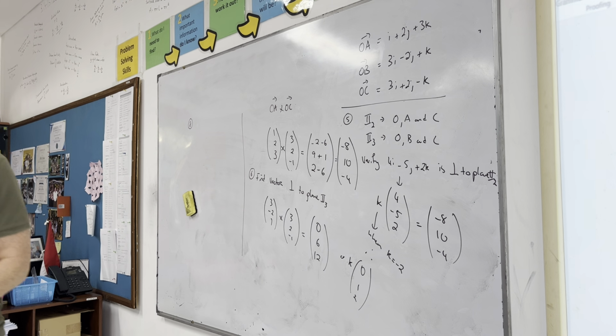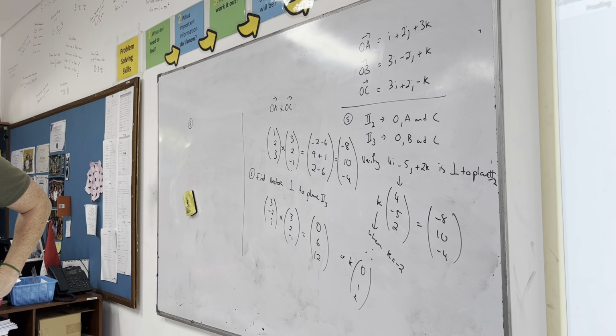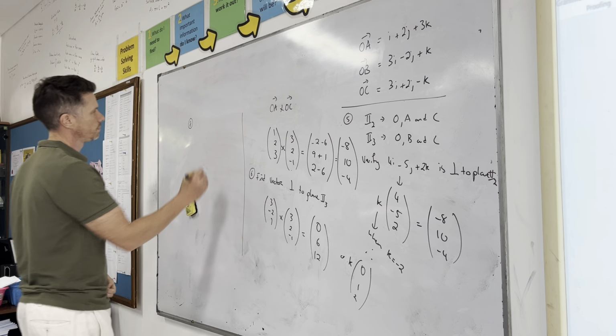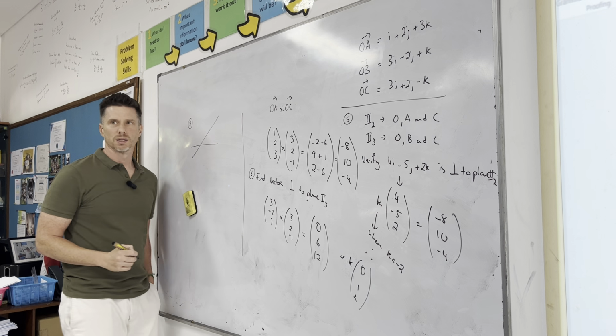Find a vector perpendicular, not all the vectors. Yeah, okay, I guess that's true. Find the acute angle between plane 2 and 3. Very good. Actually, this question is pretty straightforward. Find the acute angle between the two planes. So you think this is plane 1, plane 2.